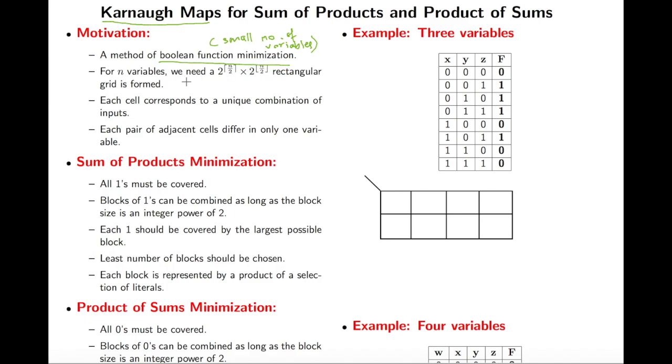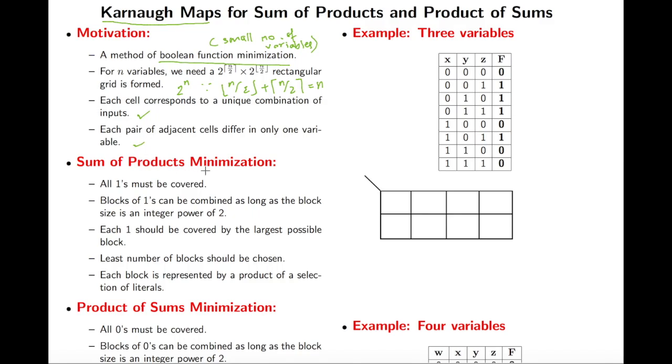So the procedure is that for n variables, we need a 2 to the n over 2 ceiling times 2 to the n over 2 floor rectangular grid. So what is the total number of cells? The total number of cells is 2 to the n, because n over 2 floor plus n over 2 ceiling is also always equal to n. Each cell corresponds to a unique combination of inputs, and each pair of adjacent cells differ in only one variable. So for adjacent cells we allow only one variable to change.